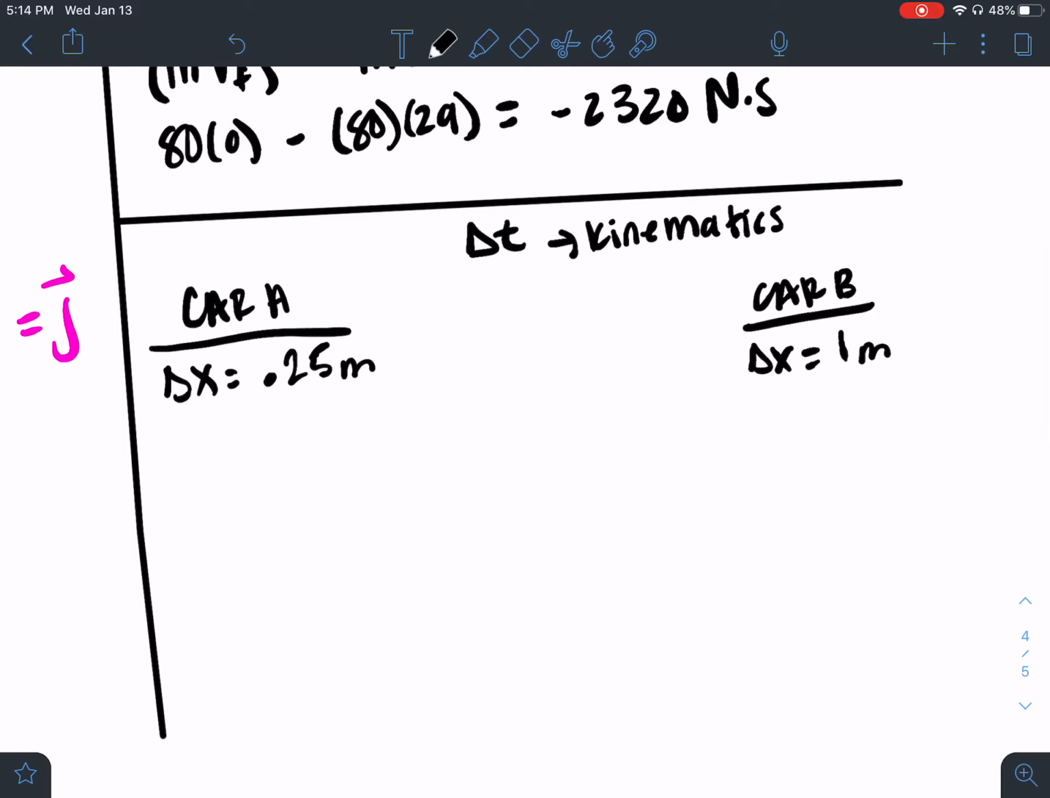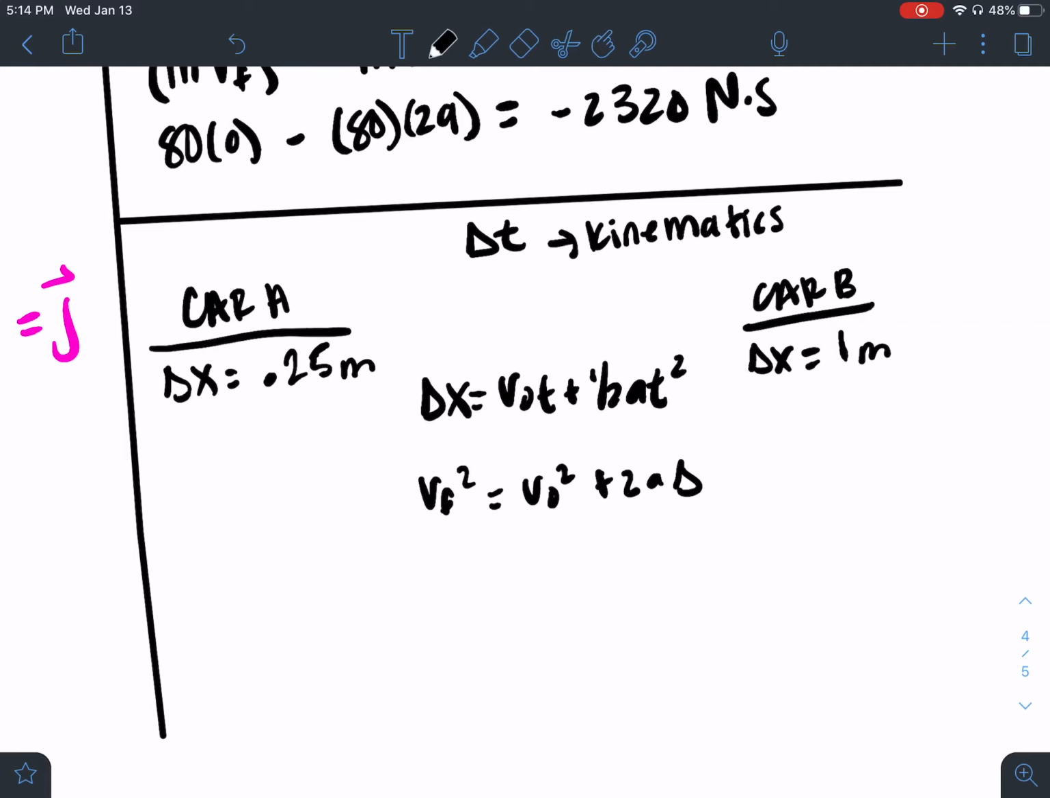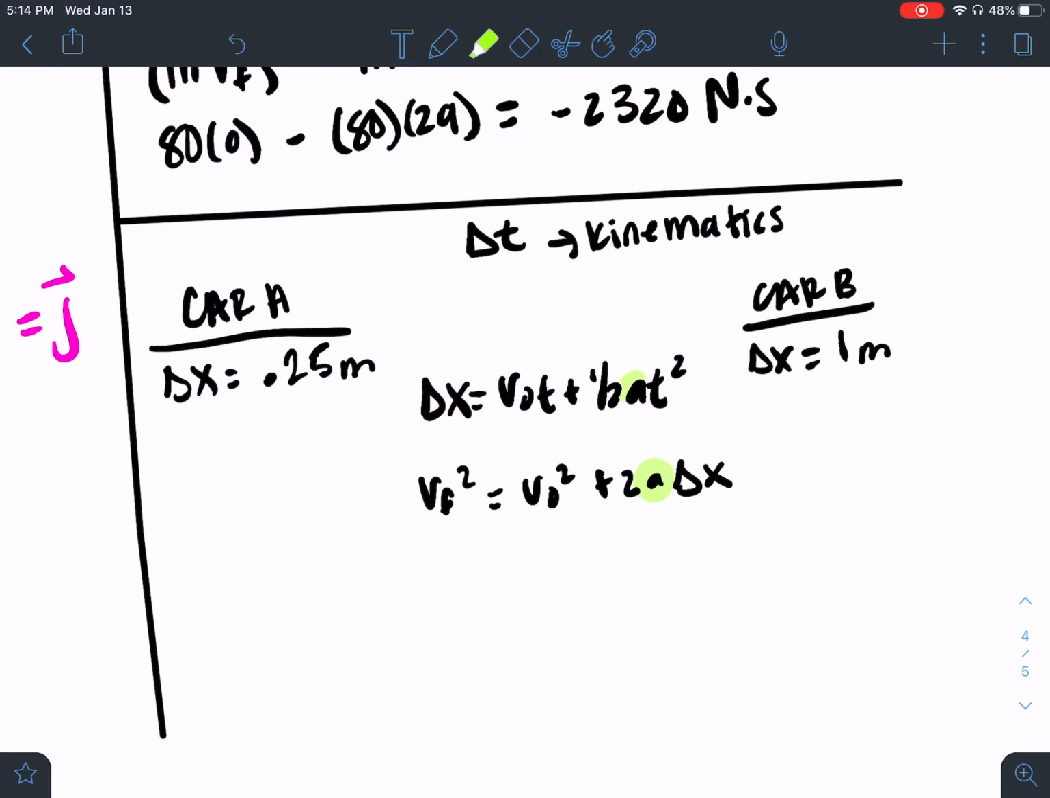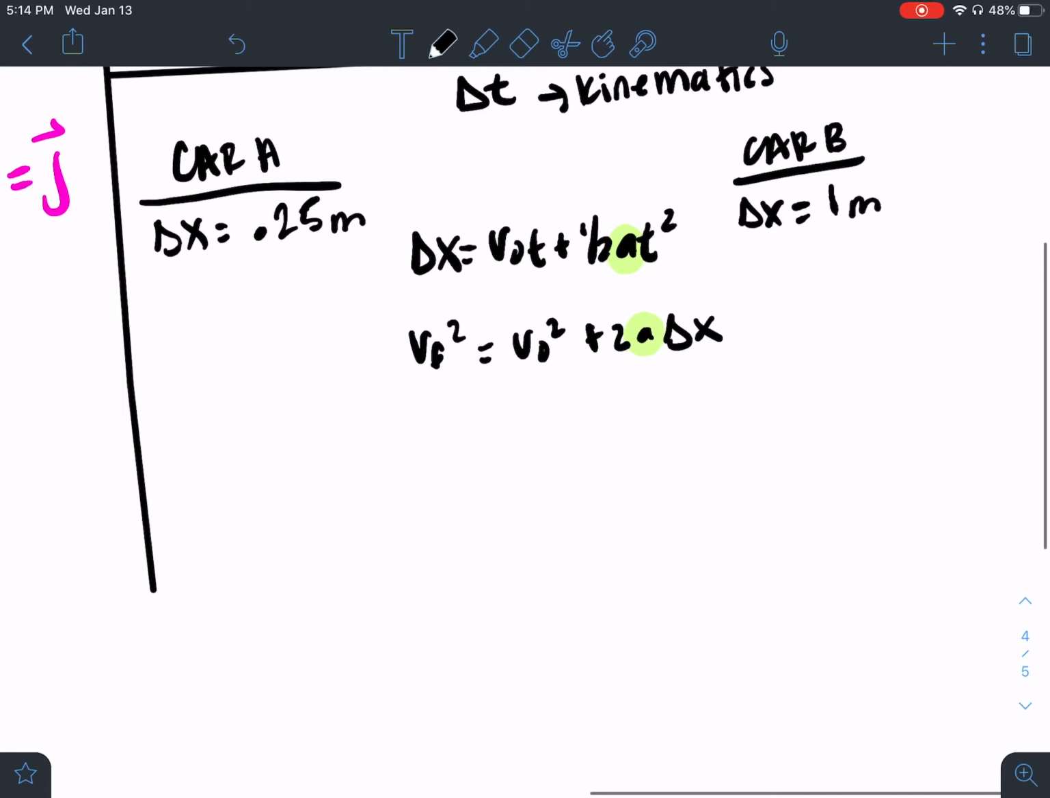So I think back to my kinematics. I'm like, okay, what equations have delta X in it? And I know that delta X equals V naught T plus 1/2 A T squared. And I know that V final squared equals V initial squared plus 2A delta X. The problem here is that both of these have A in them, and we don't necessarily know the value of the acceleration during this time. And it's going to be a little bit too complex to try and figure that out. And so we've kind of hit what seems to be a stump. But it's not actually a stump.